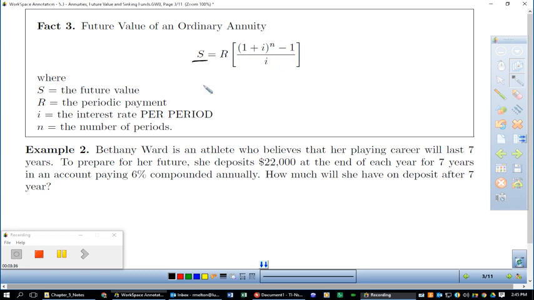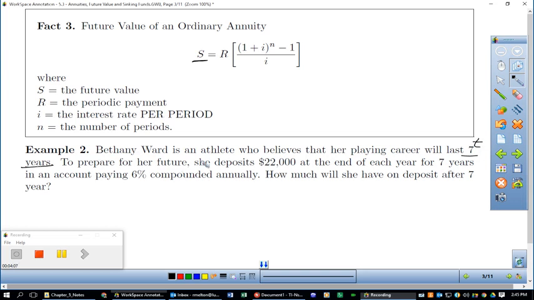Okay, so that is, like I said, derived from the previous formulas. It looks a lot like some of the other ones. Okay, but let's look at example 2 and use this formula. All right, Bethany Ward is an athlete who believes that her playing career will last 7 years. I want to underline these things. 7 years. There's our t value.